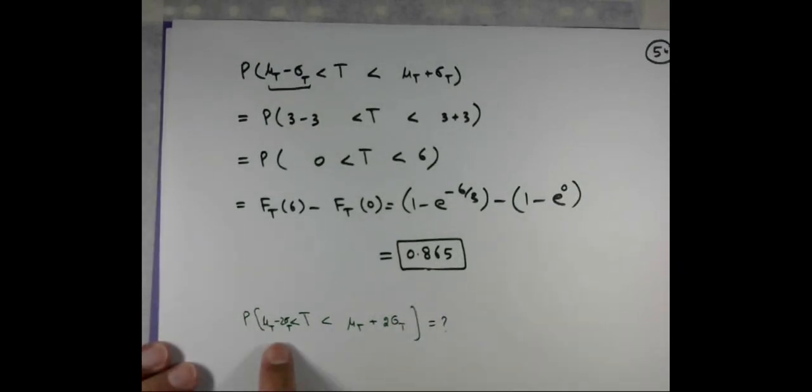I have given you a homework on how to find the probability that the call duration is within plus minus 2 standard deviations from the mean value. This part is easy, but you have to think about this part and come up with the answer.